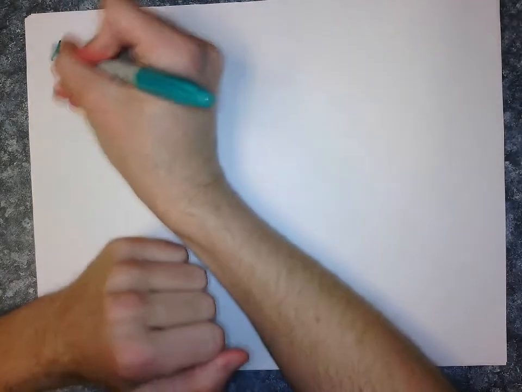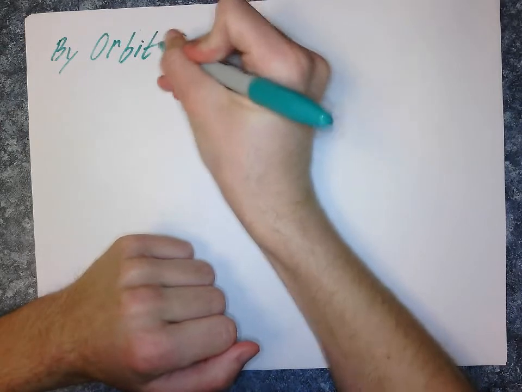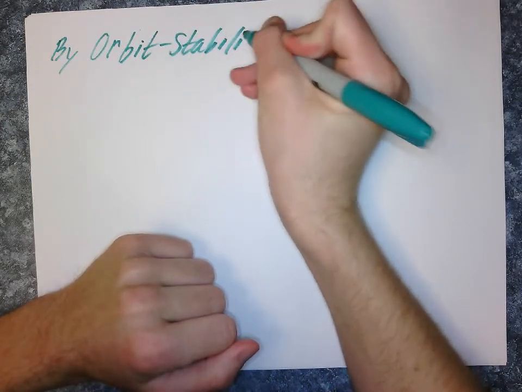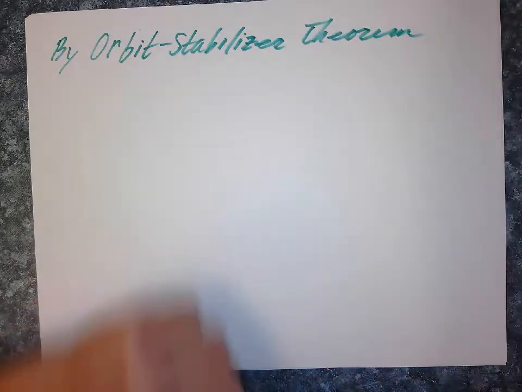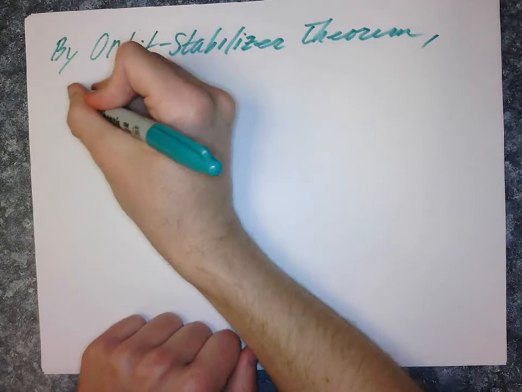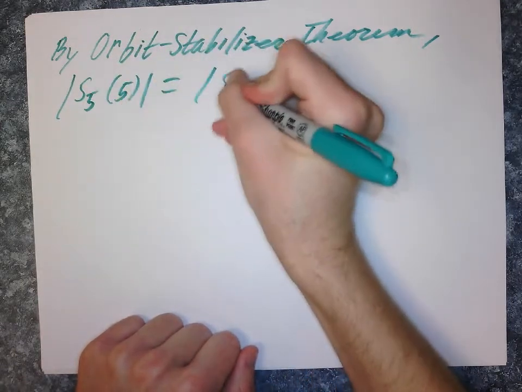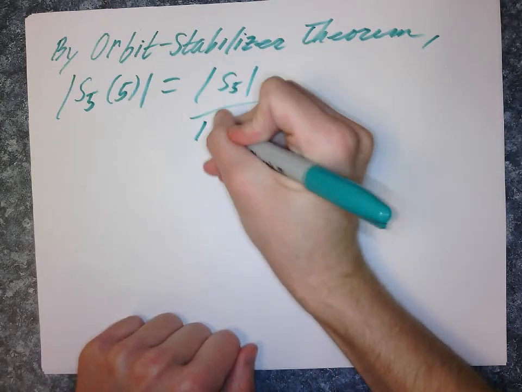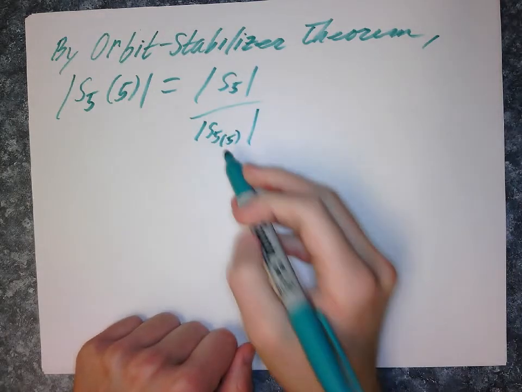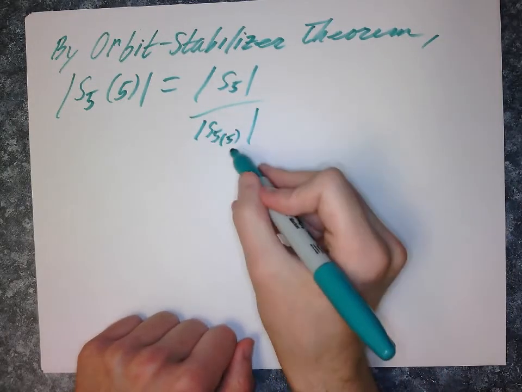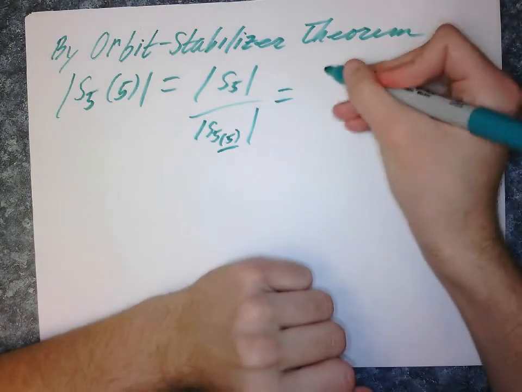Okay, so now, by our ever-present orbit stabilizer theorem, we can rewrite this as such. We'll have this orbit here, and this is going to be equal to the order of S5 over the order of the stabilizer, where we're using the notation G sub A, so our G is S5, and our A is the 5 cycles. Now, what does this equal?